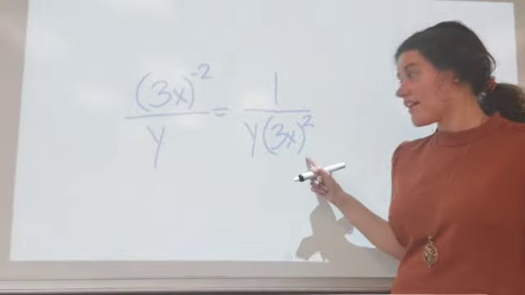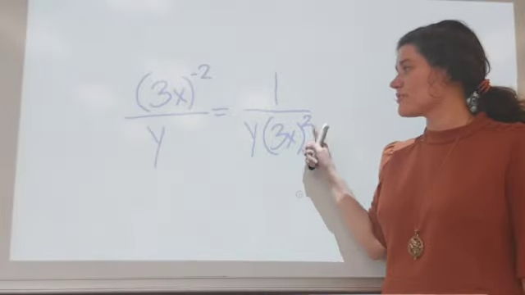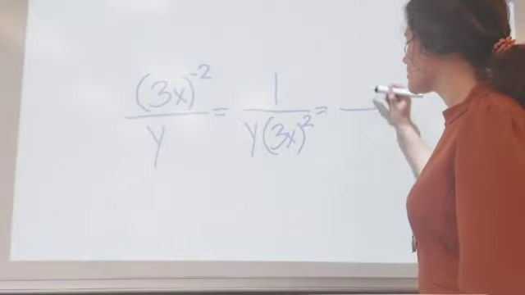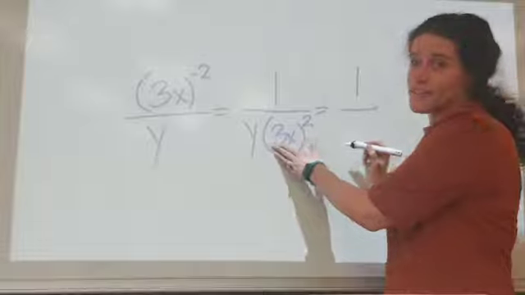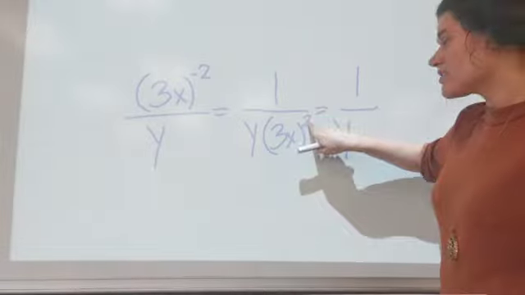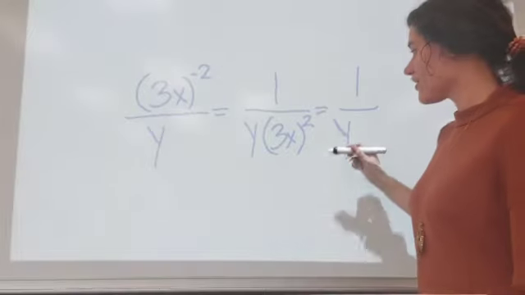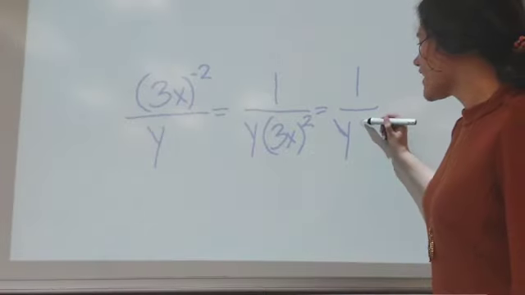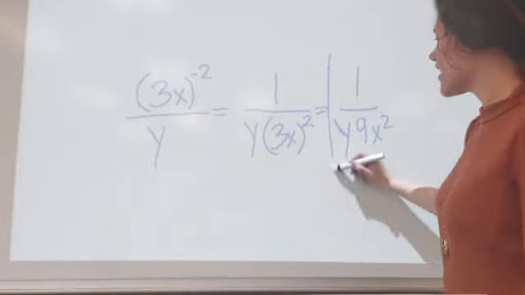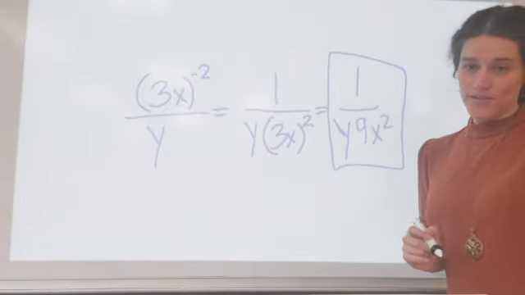And now this exponent becomes positive. But this isn't done yet. We have this squared here. What we need to do is distribute it so that it can be fully simplified. So we still have the 1. The y is not inside those parentheses, so it's still just there. But this squared needs to go to the 3 and to the x because of the parentheses that are there. So 3 squared is actually going to give me 9, and then x squared. So now my final answer is 1 over y 9x squared.